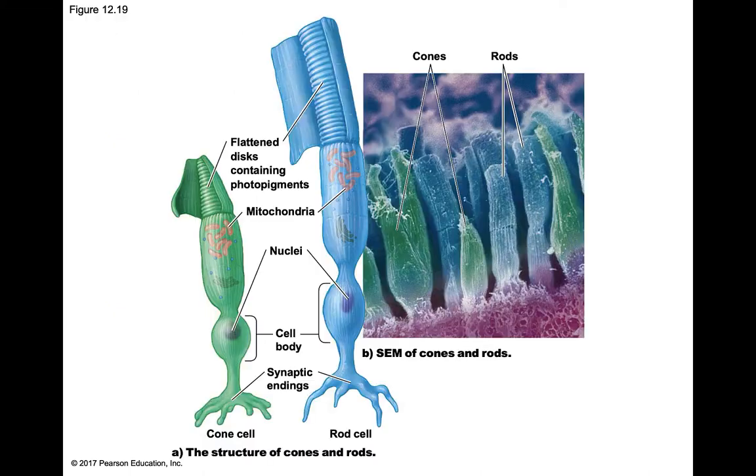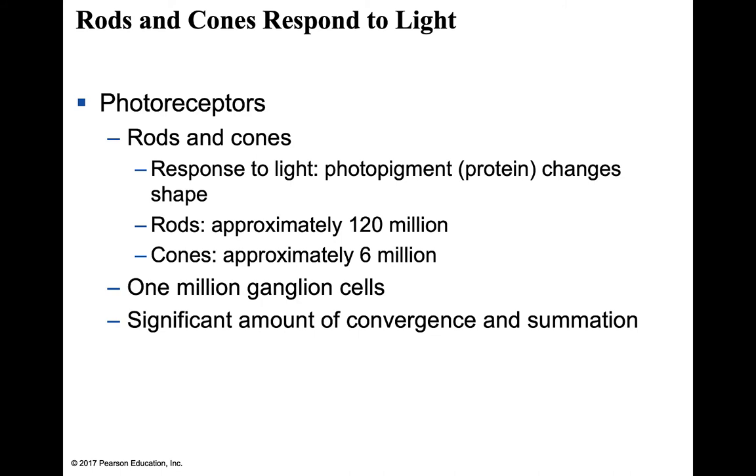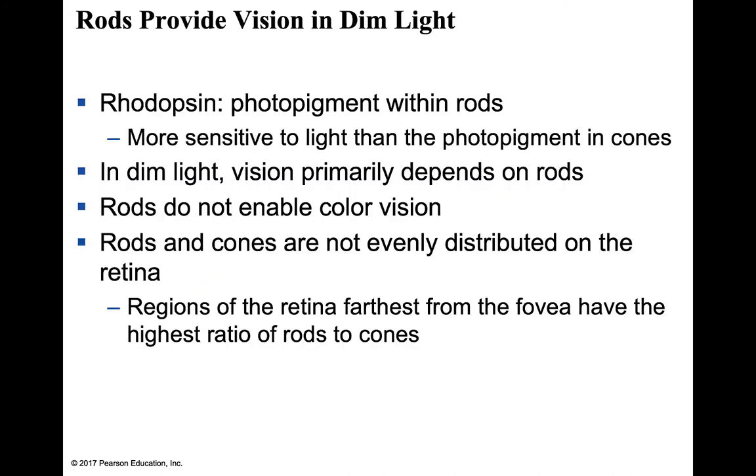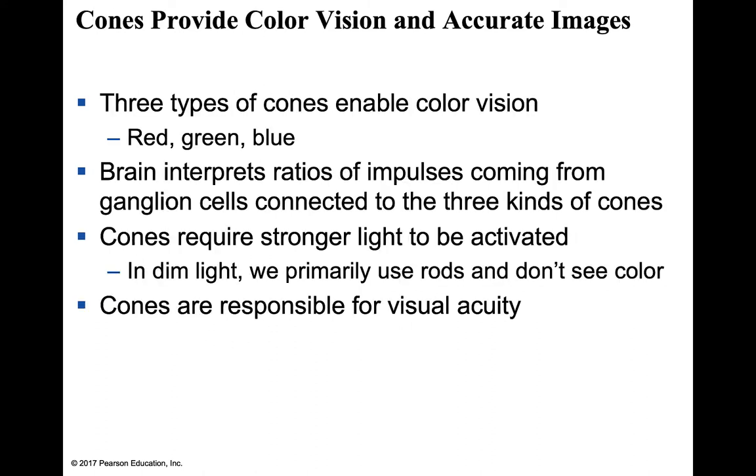And if we go back to the numbers once again, notice we have significantly more rods than cones. So rods work primarily in dim light. They do not enable color vision. And also there's not an equal distribution between rods and cones. So the regions of the retina farthest from the fovea, they have the highest ratio of rods to cones.